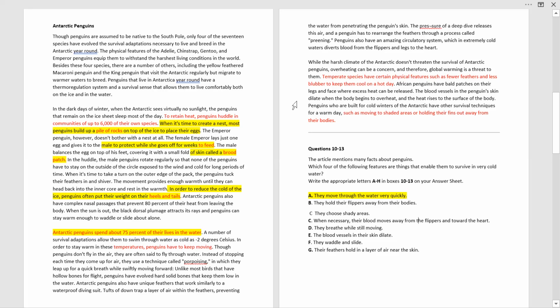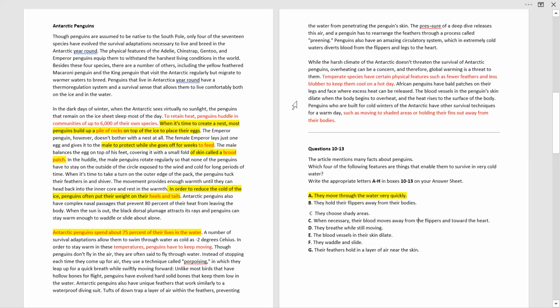Their feeder. That's what I'm pointing towards. I get this G1 as the right option. Fewer feathers and less blubber keep them cool on a hot day. This way excess heat can be released. The blood vessels in the penguin skin dilate when the body begins to overheat, and the heat rises to the surface of the body.